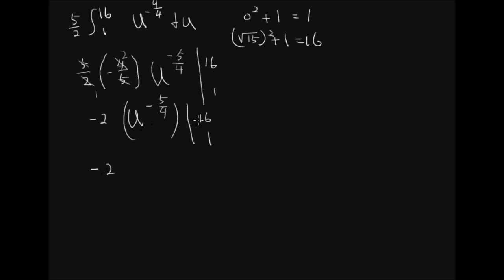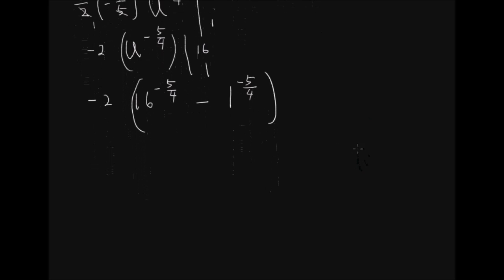We just replace this u by 16. So 16 to the negative 5 over 4 power minus 1 to the negative 5 over 4 power. Then what can we get right now? We should rewrite the 16, so negative 2 is still there. We rewrite 16 as 2 to the 4th power, then to the negative 5 over 4, then minus 1 to any power, which is still 1. So we can just calculate this one right now.